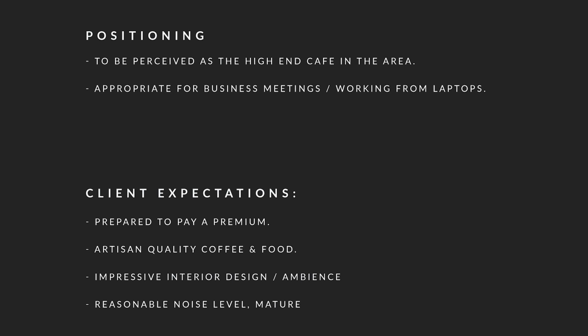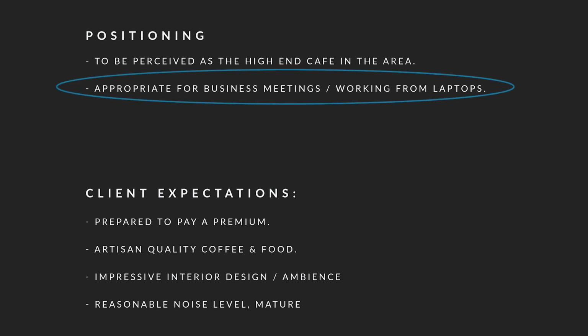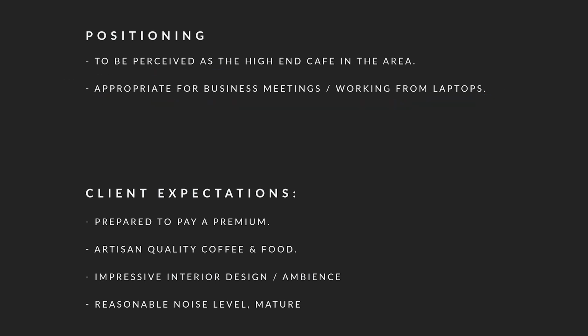So they want to be positioned and perceived as the high-end cafe in the area, which is Totteridge. They also want to position themselves among other cafes as a venue that's appropriate for business meetings or people working from laptops. So the section underneath, the expectation we want this positioning to create, is where we just clarify and usually explain this to a client.